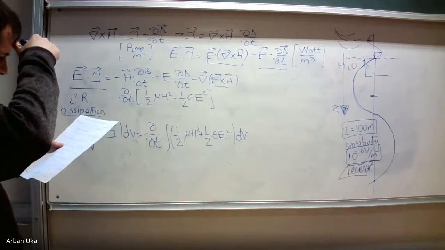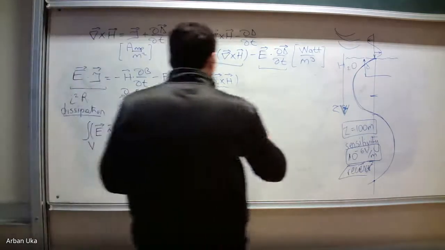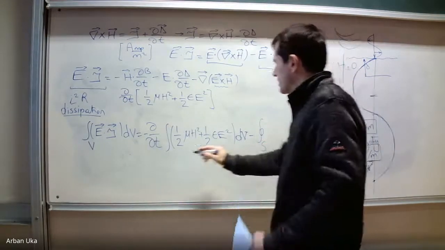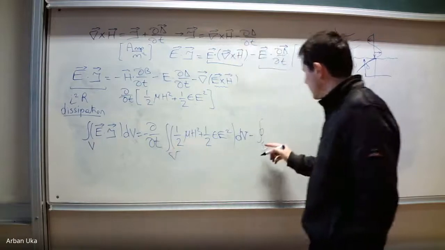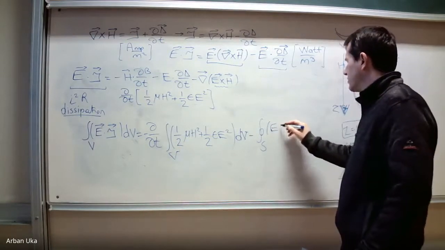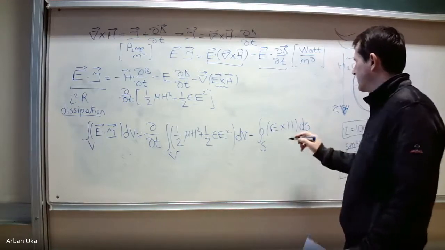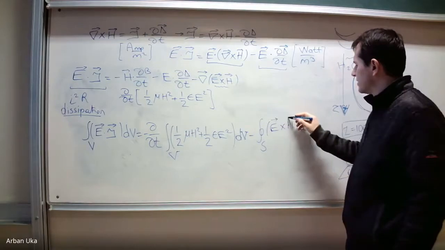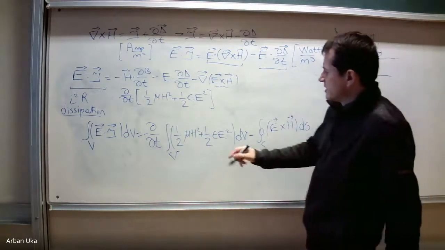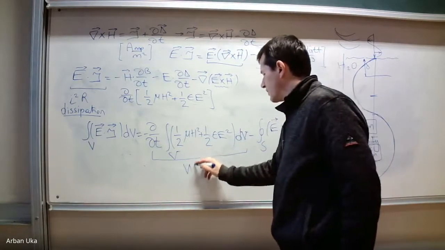It's good to keep track of the different units, and then this is equal to minus the surface integral. So this is an integral over volume. This is an integral over surface. And this is E cross H dS. Okay. So let's try to understand this again. Apparently, this whole thing is watt. Okay, this is power.